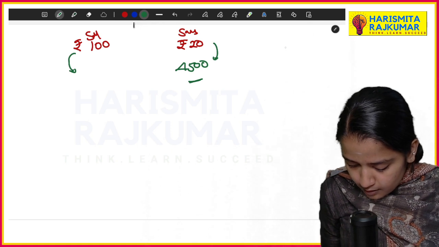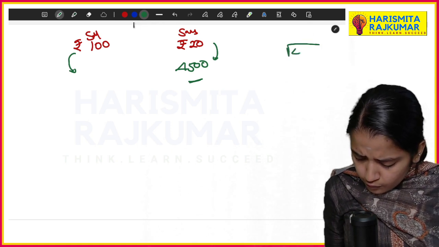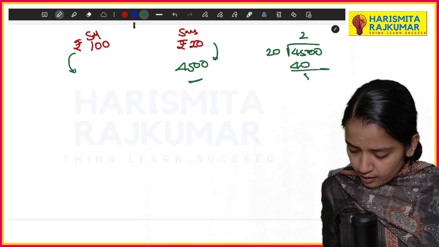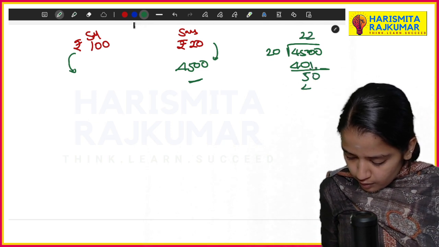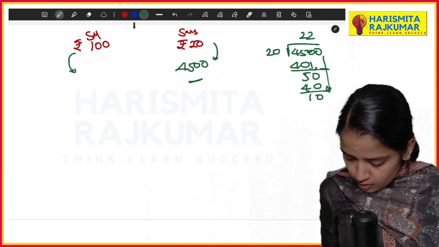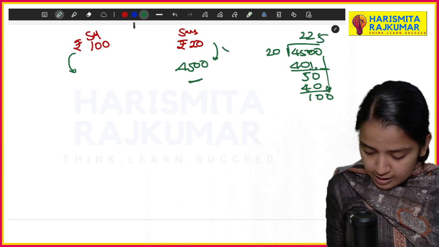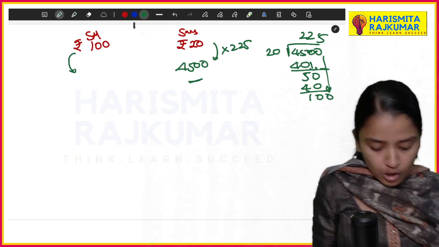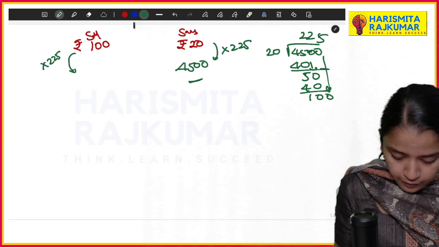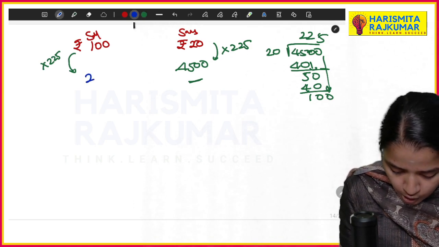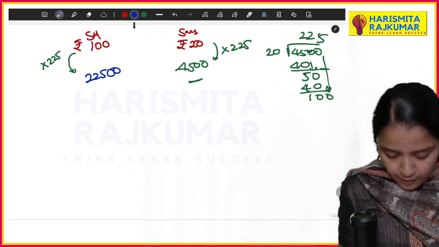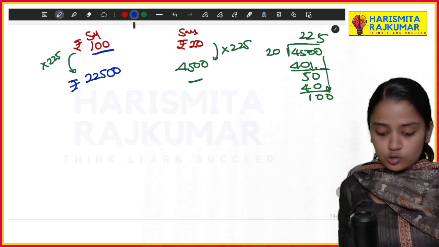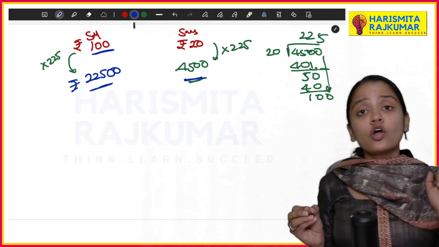For 4,500, 20 times 5 is 100, so this will be 5. Basically 225 times more. Likewise, I have to multiply the salary by 225. So your answer for this will be 22,500. So if the salary is 22,500, he'll save 4,500.